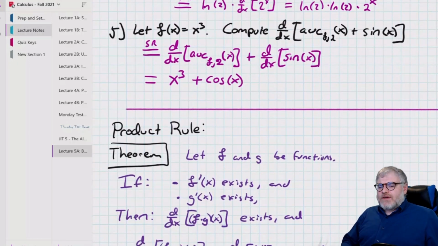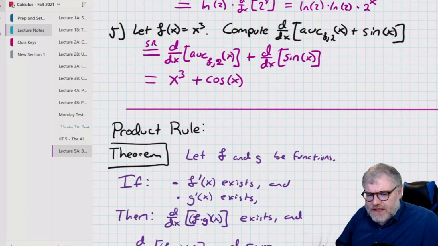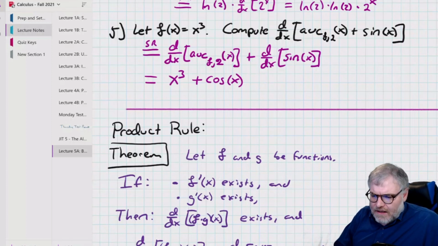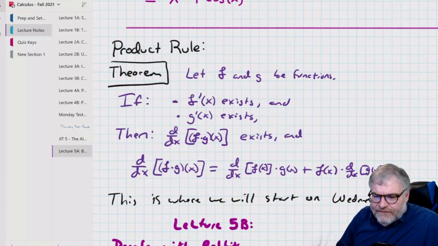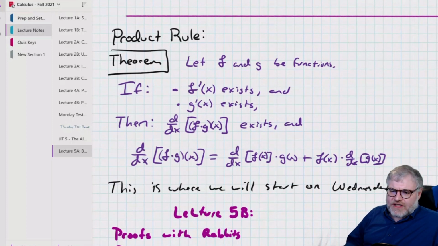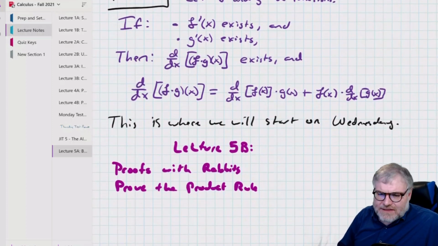All right, so we've gone over a bunch of basic derivative rules. We did a ton of examples. Let's go ahead and state the product rule. Okay, the product rule is as follows. Let f and g be functions. If both f prime and g prime exist, then the derivative of f times g exists, and the derivative of fg of x is the derivative of f times g plus f times the derivative of g. And that's what we're going to pick up on Wednesday.